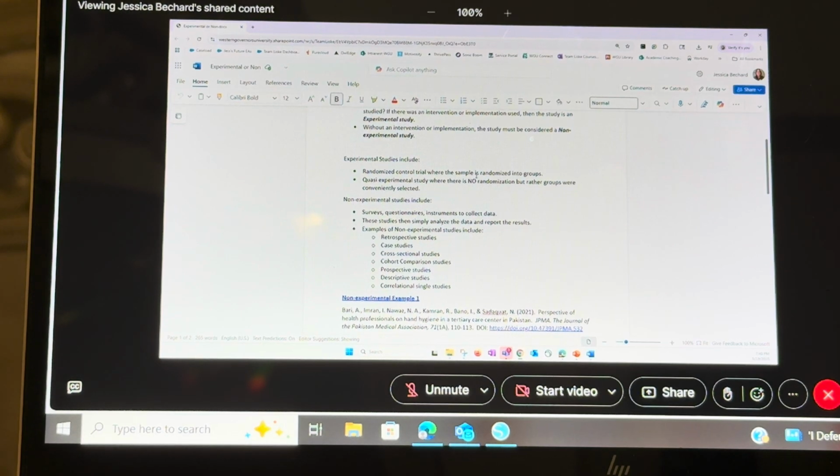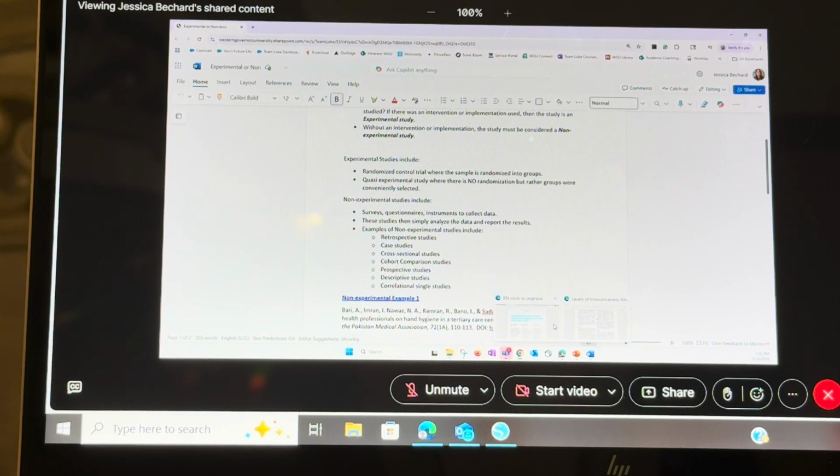You go on down to non-experimental studies. So we have surveys, questionnaires, instruments to collect data. They usually analyze data and report the results. And then we have non-experimental study examples. Keep these keywords in mind while you are looking at your articles, okay? If you see that it's a retrospective study design or a case study design or a cross-sectional study design, a cohort comparison or prospective or descriptive or a correlational single study design, if any of that is in the methodology section, then it's going to be a non-experimental study, okay?